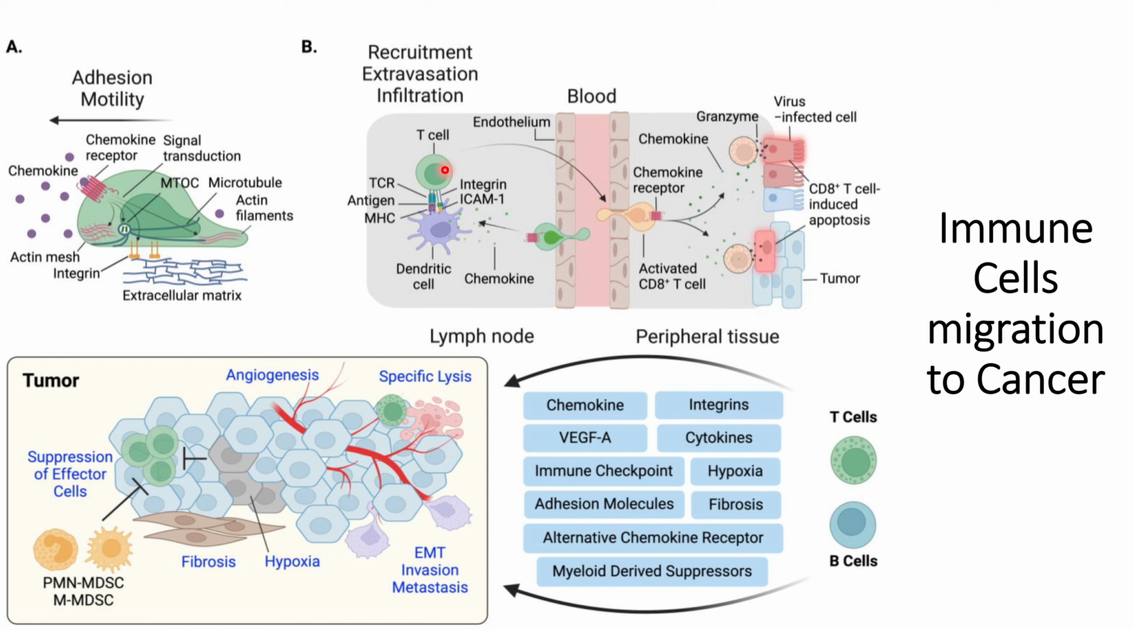Once these T cells get activated through the dendritic cells, they will move to the site of the infection through the blood. These activated T cells can release cytokines such as granzyme that will help trigger apoptosis of the virus-infected cells and also the tumor cells. These activated T cells are also called CD8 plus T cells, as they have the CD8 plus receptors on them.